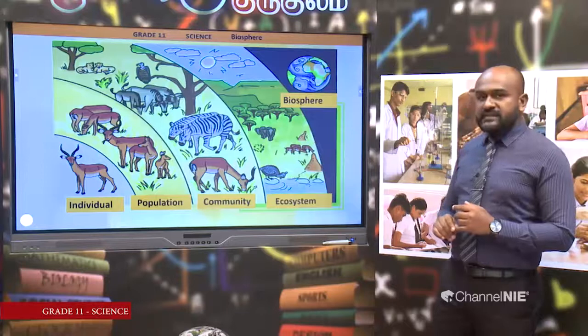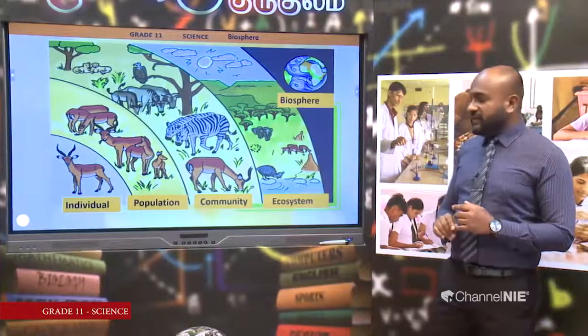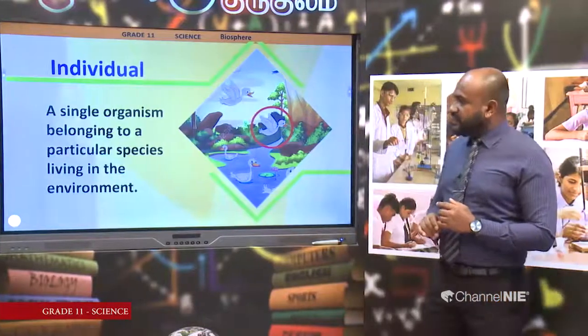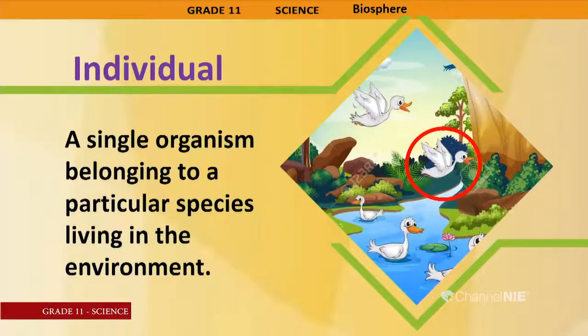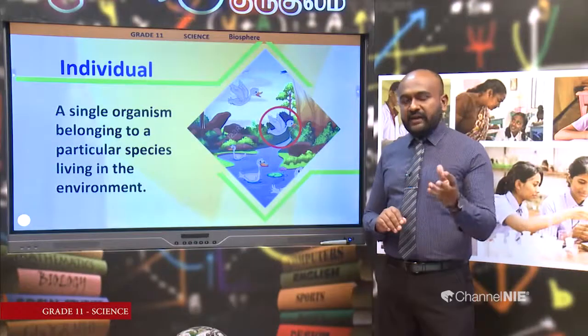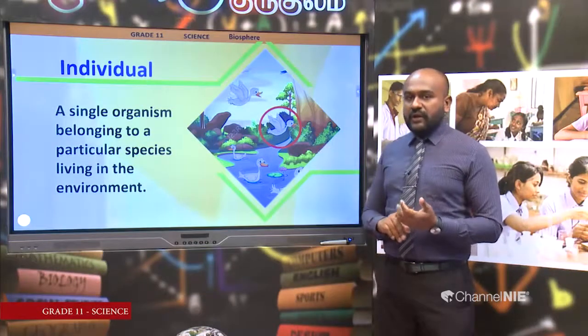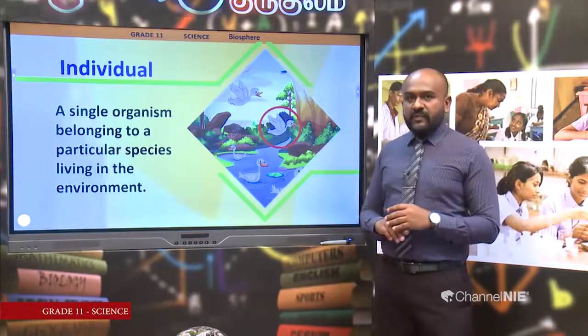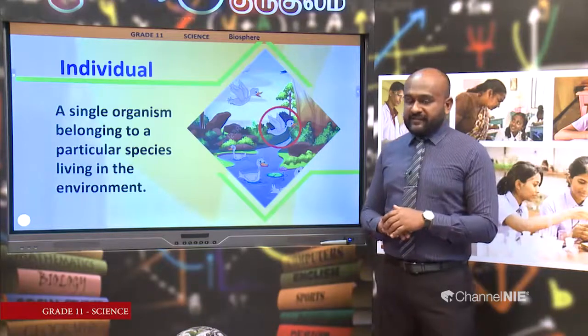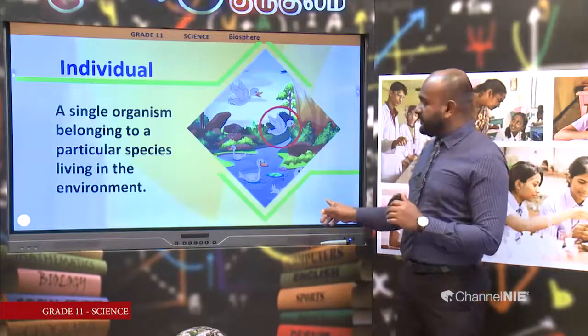What is the first organizational level? Individual. So, let us see what it is. Yeah, it says a single organism belonging to a particular species living in the environment. That is an individual. So, you are an individual. I am an individual. If you get a mango plant, it is an individual. If you get an ant, it is an individual. If you get a bacterium or a fungus, alga, they all are individuals. They all are single organisms which belong to a particular species and live in a particular place. So, then we call them individuals.